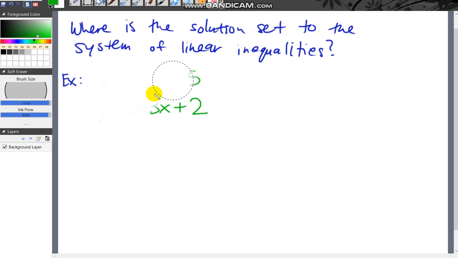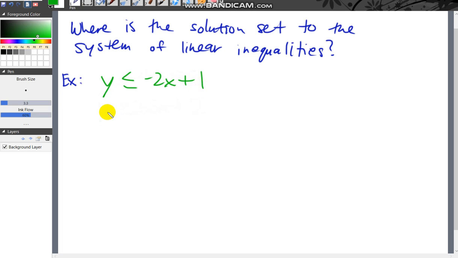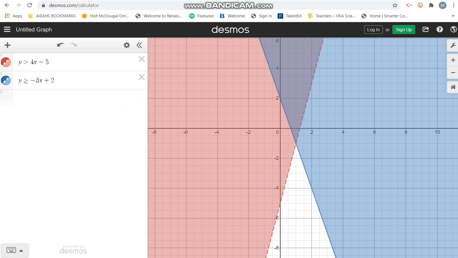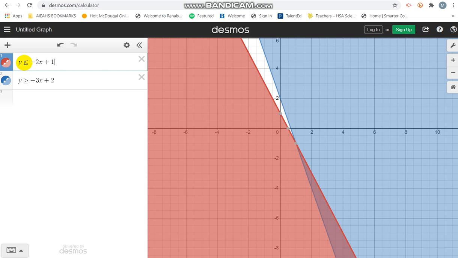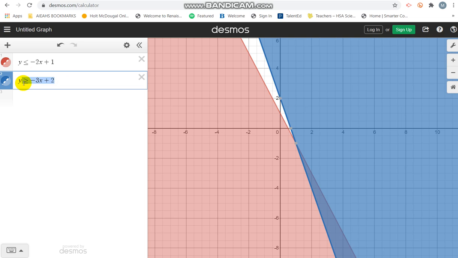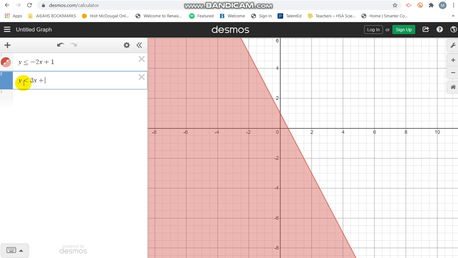Now I have y is less than or equal to negative 2x plus 1. The other one is y is less than 3x plus 6. Let's go ahead and graph these now. I'm going to go back to Desmos. So I have y is less than or equal to negative 2x plus 1, and the other one is y is less than 3x plus 6.